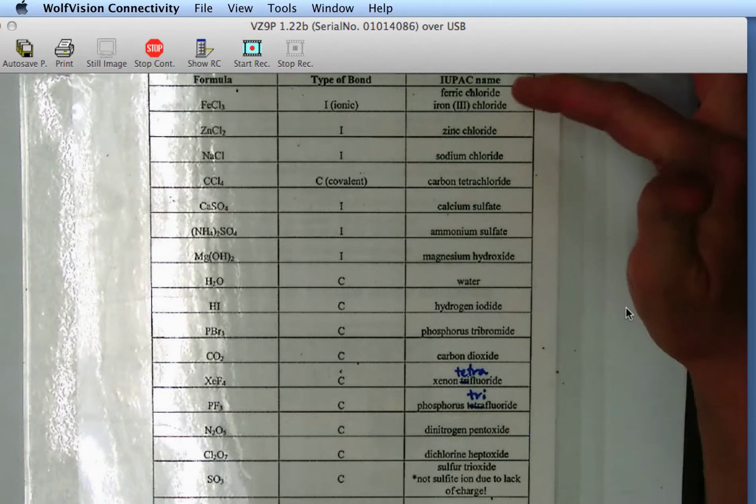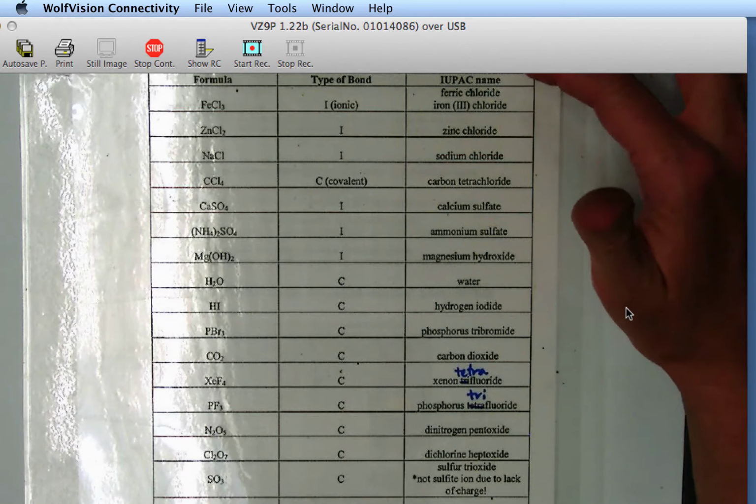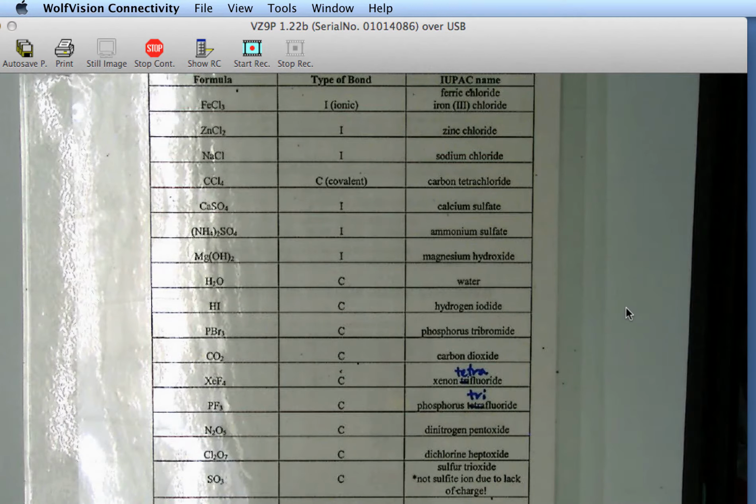Now, when it says IUPAC name, technically for the ionic compounds, IUPAC means the Roman numeral. But I put the common name as well because some students really tend to like the common. So if that's how you are, on the exams I will accept either IUPAC or common. And if you have any questions about these, ask away.